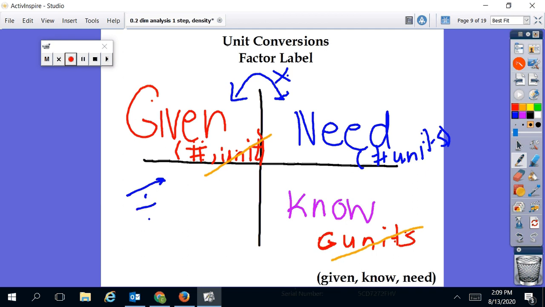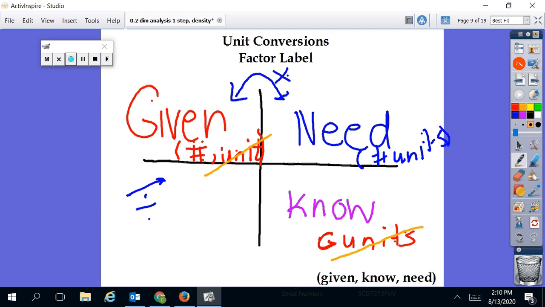Okay, so we're going to do examples using this factor label. So you may not understand it yet, and that's okay. Just keep in mind, have this ready. The given, which is the number and the unit, will go on the top left. What you know is going to go on the bottom to cancel out the given unit. And what you need, the new unit, is going to go on top.